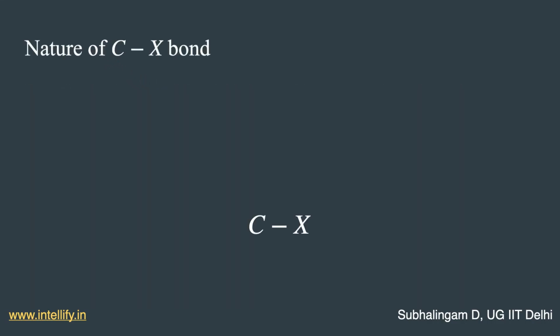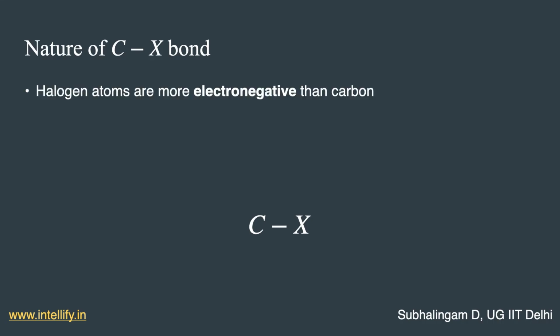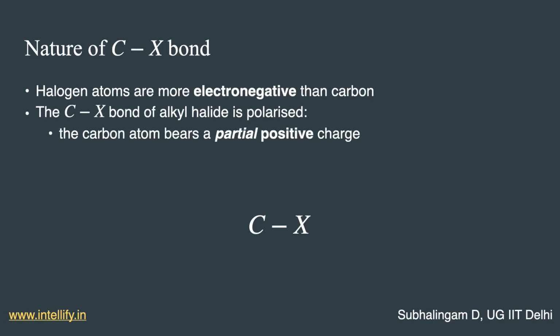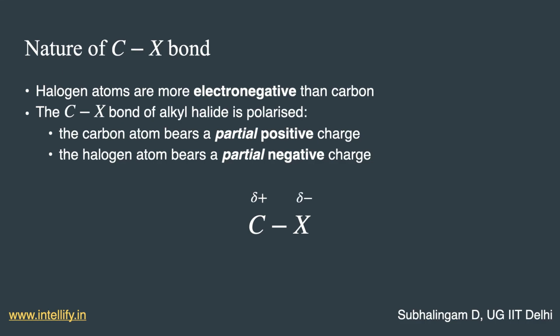Okay, let's move on to the nature of carbon-halogen bond, in short C-X bond. And I hope by now you could have understood what I mean by X. X is a halogen, it can be fluorine, chlorine, bromine, or iodine. So halogen atoms are more electronegative than carbon. We have learned this in periodic classification or chemical bonding, and because of this, the C-X bond is polarized. So the carbon atom has a partial positive charge, and the halogen atom has a partial negative charge. So this is all with what happens in a C-X bond.